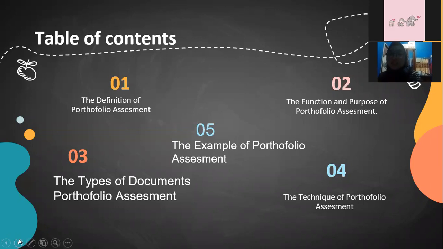The first, there is the definition of portfolio assessment. The second, there is the function and the purpose of portfolio assessment. The third, the types of document portfolio assessment. The fourth, the techniques of portfolio assessment. And the last, there is the example of portfolio assessment.